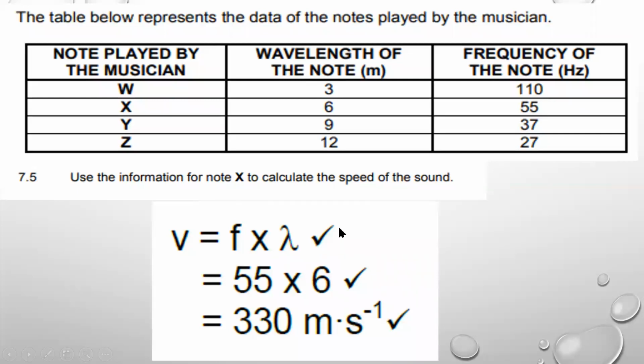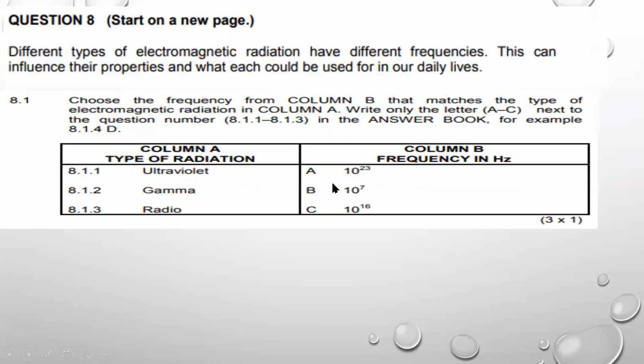Next question, question 8. Oh, we said question 7 was about electromagnetic waves, but this is sound waves, sorry. Question 7, sound waves. Question 8, electromagnetic waves. But basically the same calculations, people, only the speed changes to the speed of light. Now in another table here, what is given? Type of radiation and frequency given for each.